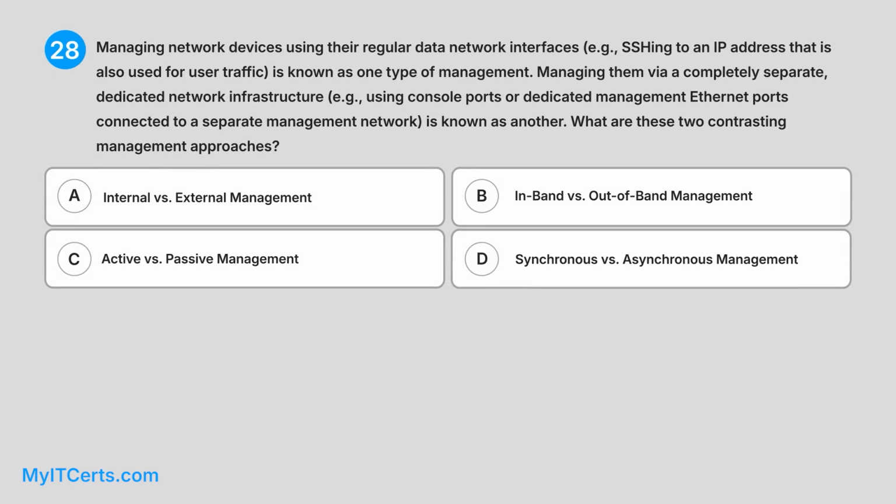28. Managing network devices using their regular data network interfaces, for example SSHing to an IP address that is also used for user traffic, is known as one type of management. Managing them via a completely separate, dedicated network infrastructure, for example using console ports or dedicated management Ethernet ports connected to a separate management network, is known as another. What are these two contrasting management approaches?